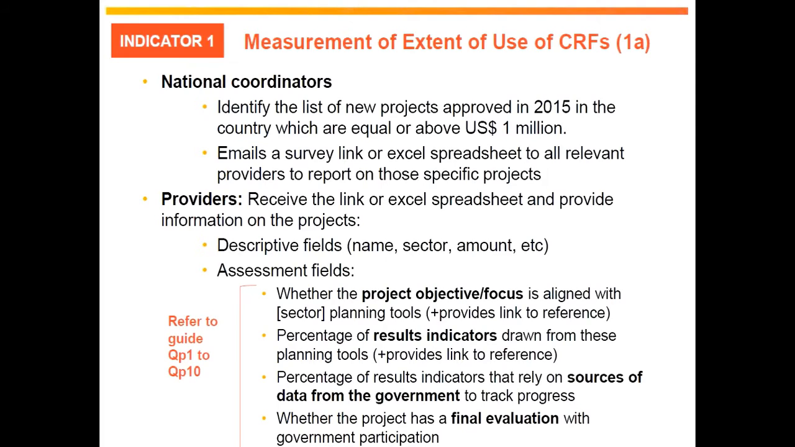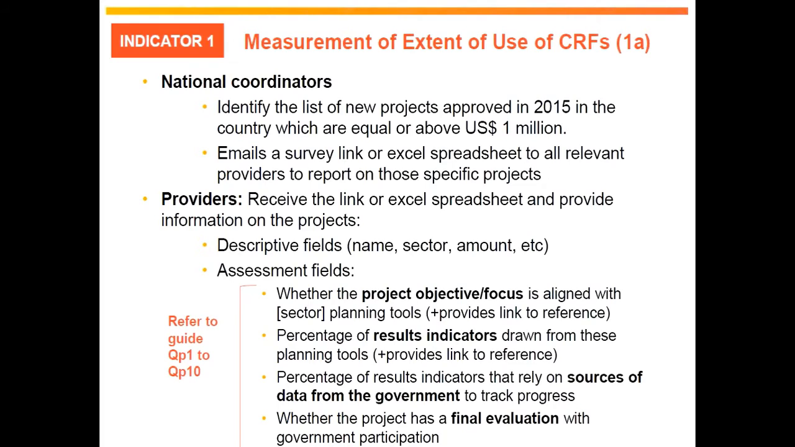And the last item is the final evaluation. Also just mention if there is a final evaluation planned within the project document, and if so, what is the level of government participation that is expected in the project, according to the project document. The spreadsheet that the national coordinator is going to share with you, and you have to return to him, is going to require that you also include a link or attach the project document for the projects that you are reporting.